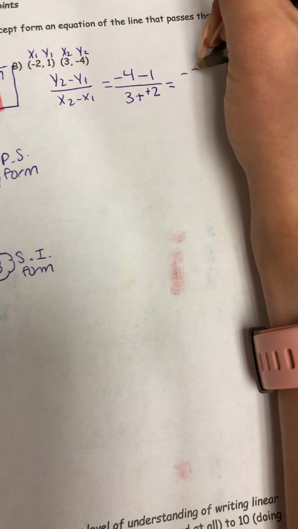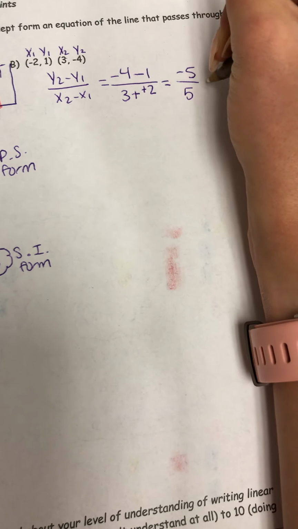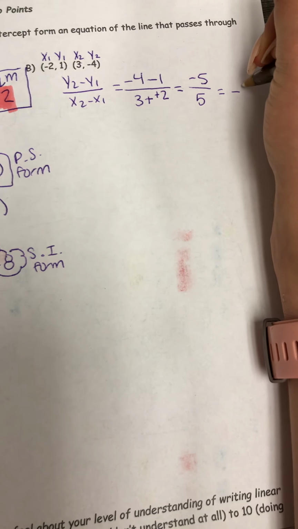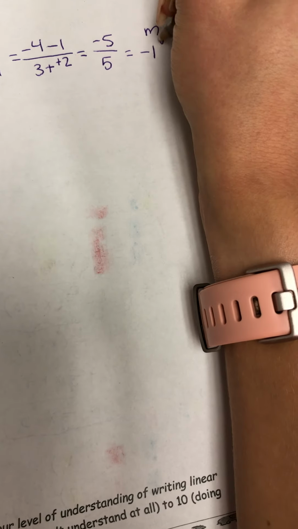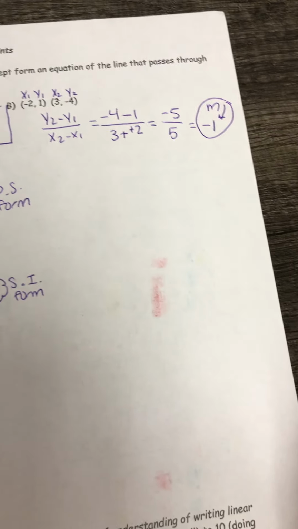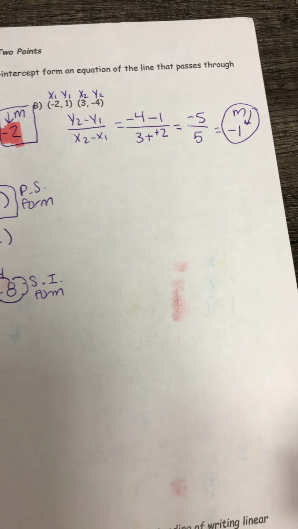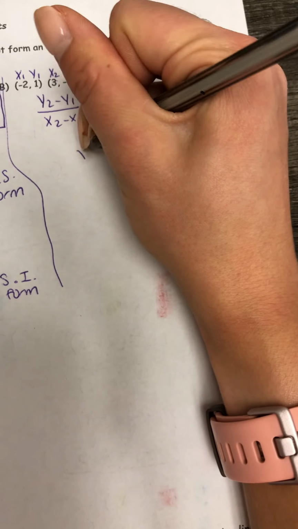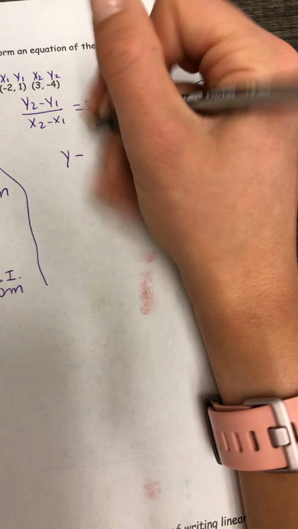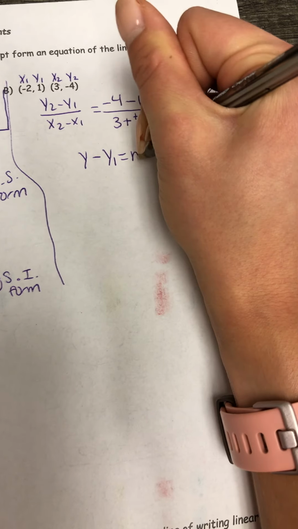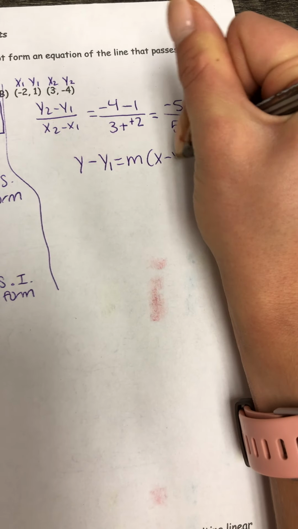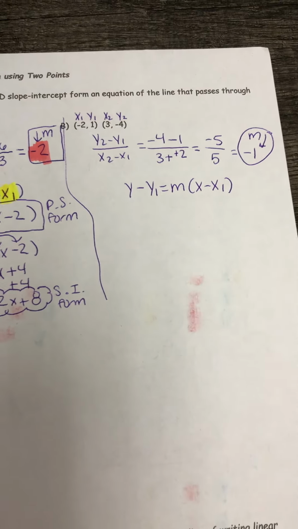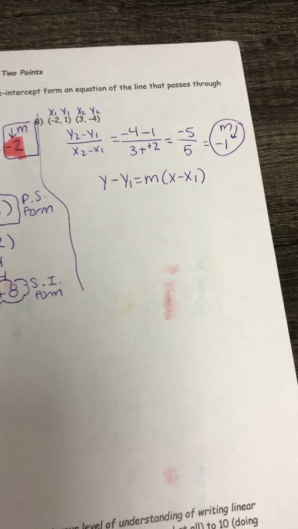-4 minus 1 is -5. 3 plus 2 is 5. -5 divided by 5 is -1. So this is my m, or my slope, -1. Again, I am going to rewrite my point slope form, which is y minus y1 equal to m times x minus x1. If I'm going too fast, please just pause the video so you can catch up.